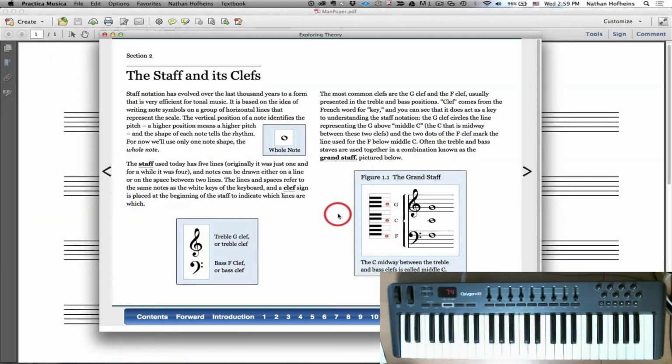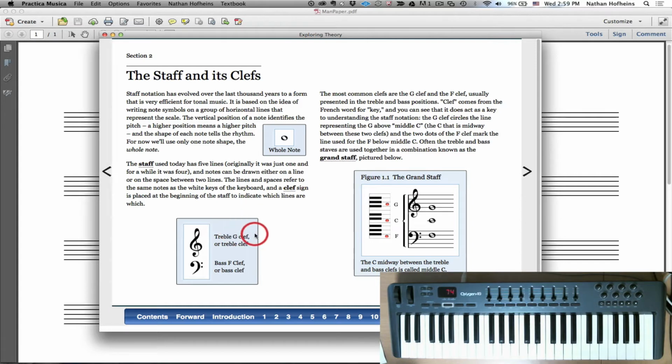Okay, here's a video that goes through Chapter 1, Section 2 of Practica Musica in the Exploring Theory section. So if you'll go to that, we'll talk through this. We've learned about whole steps and half steps on the keyboard and the difference between the two. We've learned about octaves. We're going to talk about writing music now and reading it on the staff.